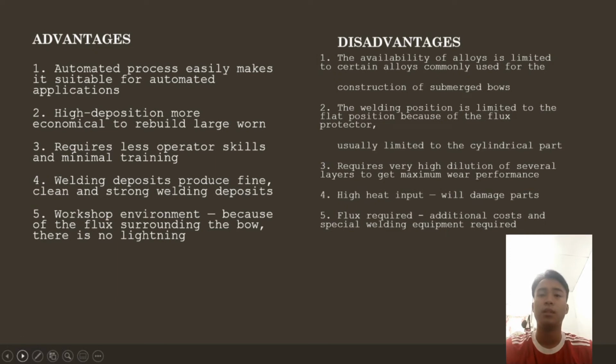Disadvantages. First, the availability of alloys is limited to certain alloys commonly used for the construction of submerged arc. Second, the welding position is limited to the flat position because of the flux protector, usually limited to cylindrical parts. Third, requires very high dilution of several layers to get maximum yield performance. Fourth, high heat input will damage a part. Fifth, flux required. Additional cost and special welding equipment required.